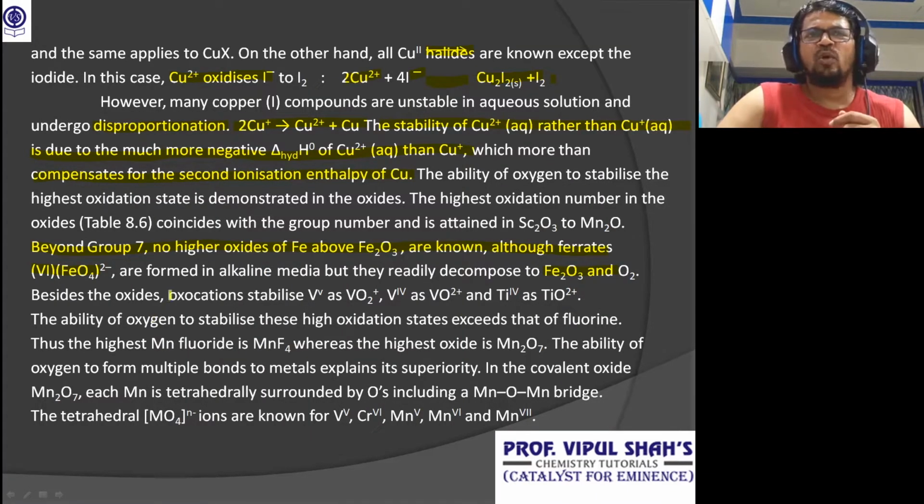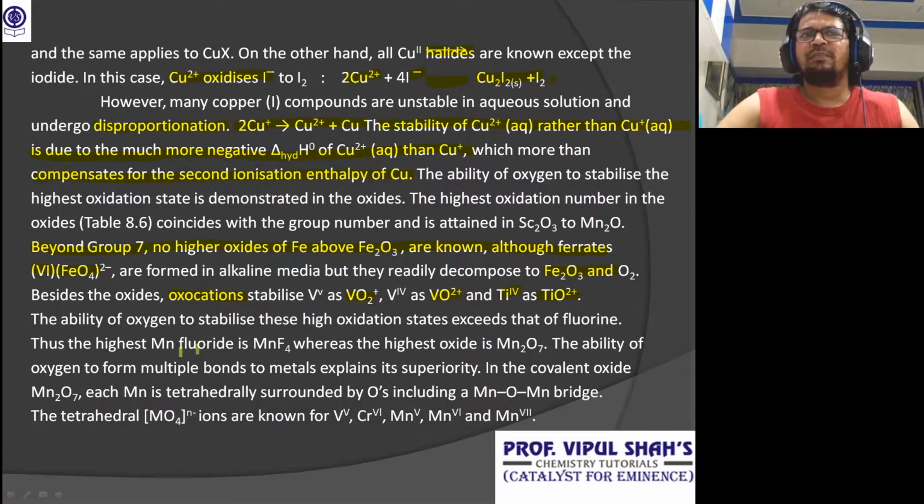Besides these, oxocations stabilize. Now oxocations are what? Cations combining with oxygen. Is this clear? In their oxidation states. So you have basically an ion of oxygen, is this clear, is called an oxocation. So oxygen containing cation, that's an oxocation. Like vanadium in plus 5 as VO2 plus, vanadium in plus 4 as VO2 plus, and for titanium 4, that's in TiO2 plus, that way.